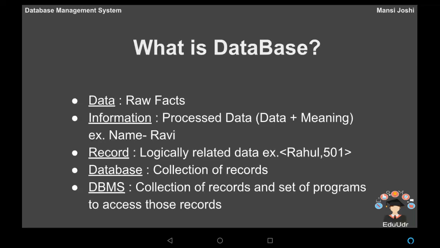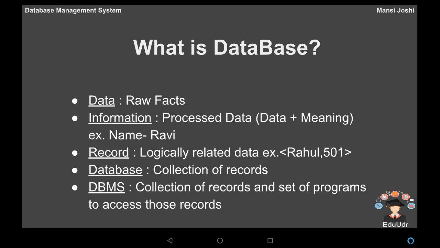So here comes the role of database management system. Have you ever wondered what is data? Data are raw facts without any processing. If we apply some meaning to the data, it becomes information. For example, Ravi is a name or 501 is a roll number. Record is a collection of logically related data. Example, Rahul is bearing roll number 501. Database: collection of all such records is database. Example, records of all the students in the college.